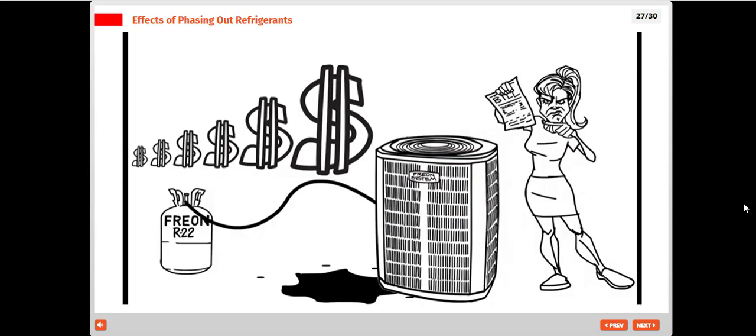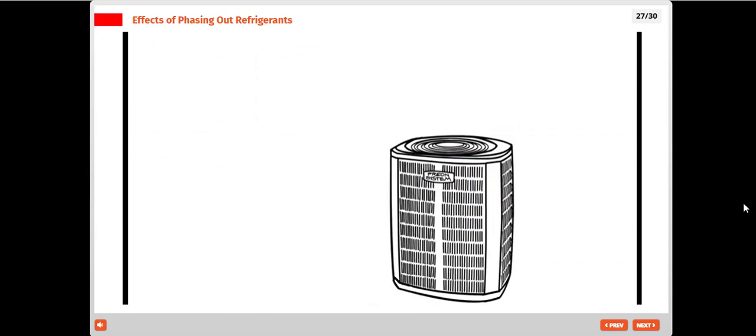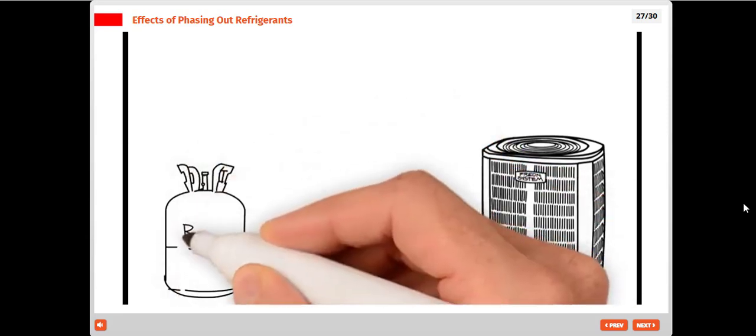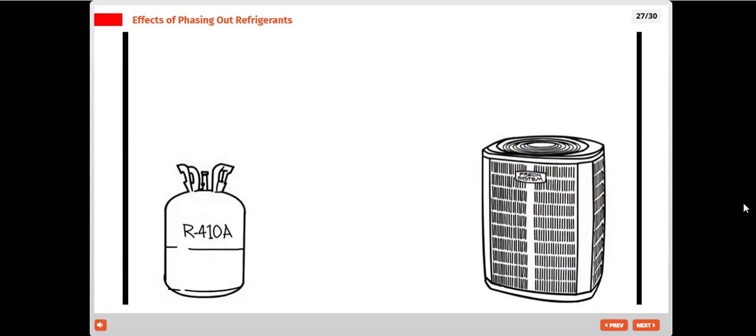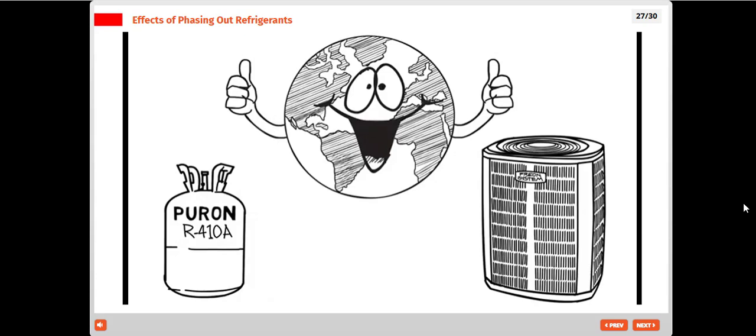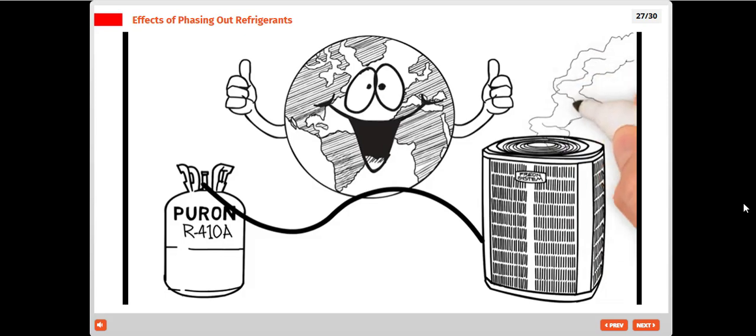What's taking the place of Freon? Going forward, all new air conditioners will use a refrigerant called Puron, also known as R410A, which is deemed safer for the environment and more energy efficient. However, the problem is that you cannot add Puron refrigerant to an air conditioner that's designed to run on Freon. They simply are not compatible. An analogy would be like trying to use unleaded gasoline in a diesel engine.